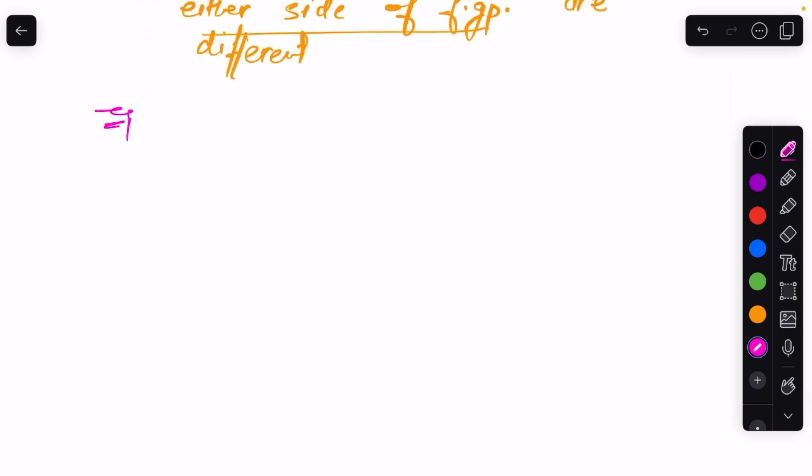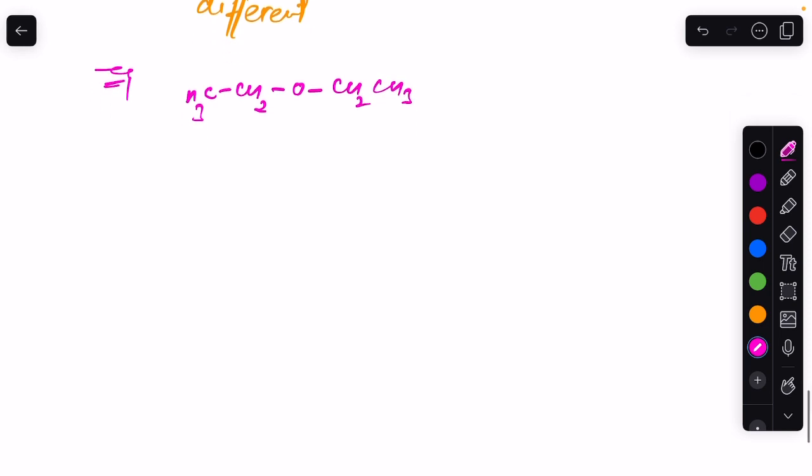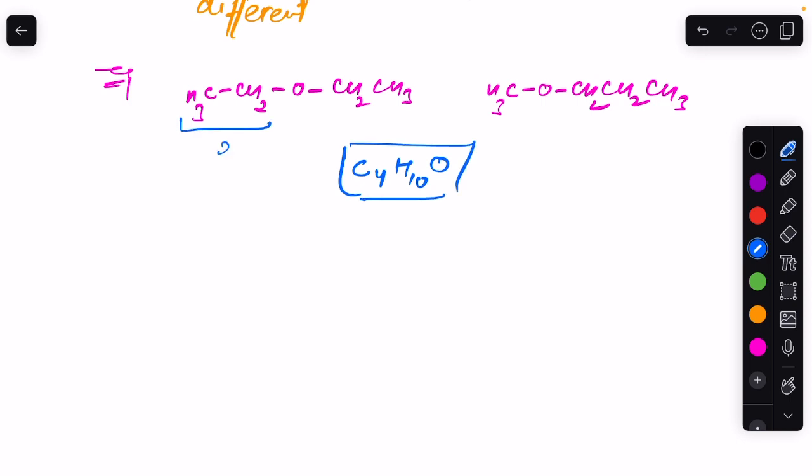Let's have a look into the examples. First one we have CH3, CH2, O, CH2, CH3. And CH3, O, CH2, CH2, CH3. Both of these consist of 4 carbon atoms. Hydrogen atoms are 10 and a single oxygen. Whereas number of carbon atoms, here we have 2 on either side, here we have 1 and 3.